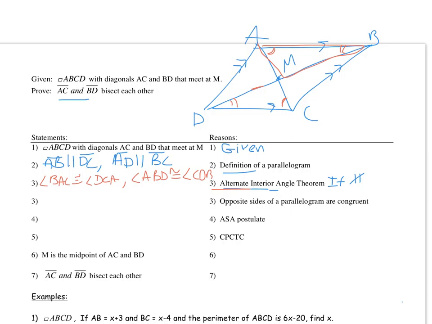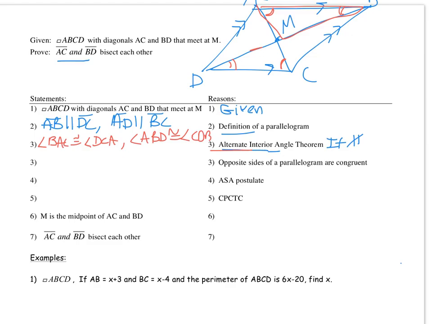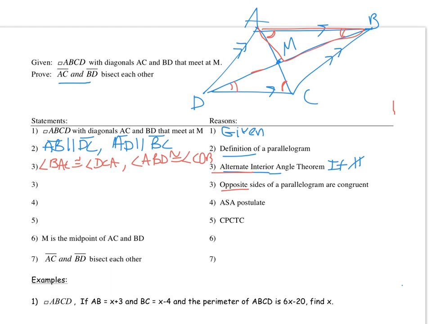They've got 2 number 3s here. Their numbering is off. So the next one is going to say that opposite sides of a parallelogram are congruent. So we've proved that in another proof, so we can now use it. I'm going to say that AB is congruent to CD, so triangle BAM is congruent to triangle DCM. And that's from angle side angle.